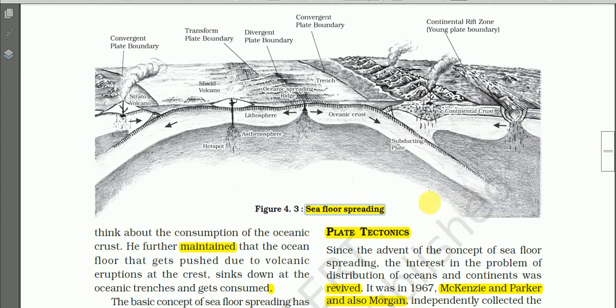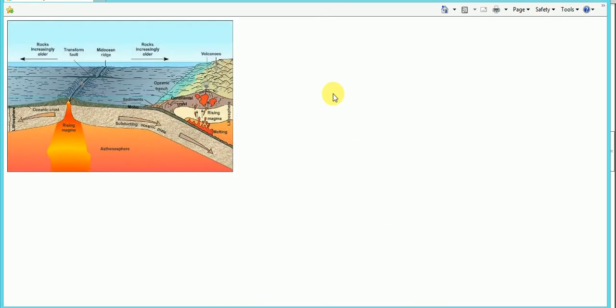Here let me show you one very short animated GIF picture. It is very short, but see it very carefully. Magma is rising here, and because of the rising magma, this oceanic crust is pushed on either side of the mid-oceanic ridges, and thus the ocean floor is spreading. It is pushing beneath the continental crust, and this is what we call sea floor spreading.